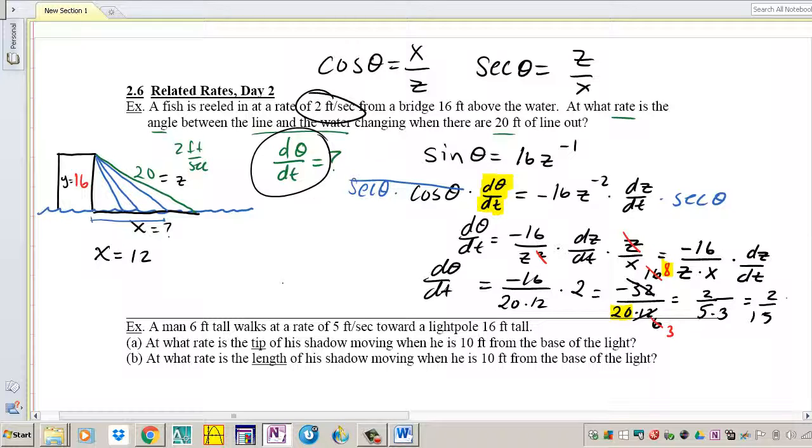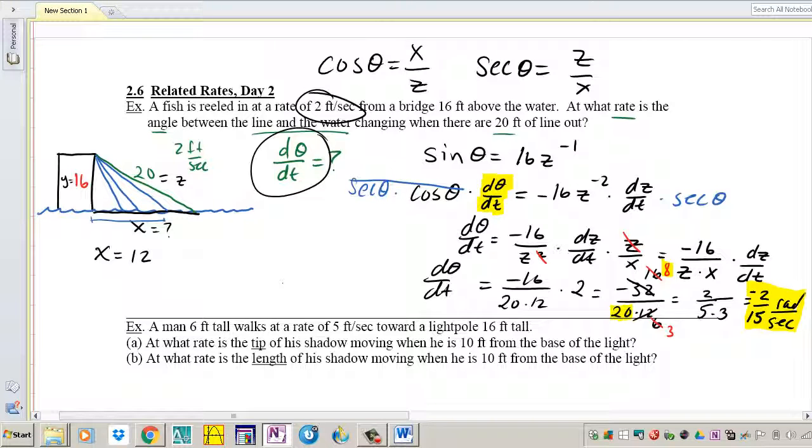Sorry, I'm trying to do this in my head. So it should be 15. So 2 over 15 is my d theta dt, and theta is not measured in feet. It's measured in radians, so it's radians per second. And we did say that there was a negative on the top, so that's negative. So the angle between the line and the water is changing at negative 2 over 15 radians per second.